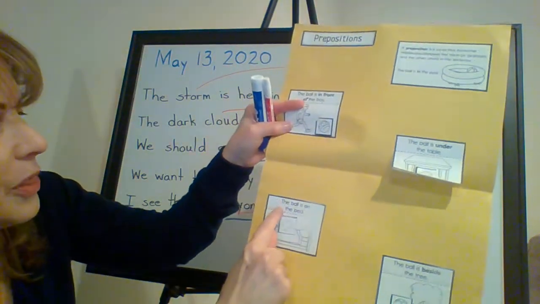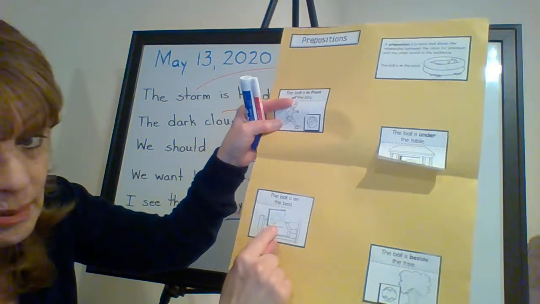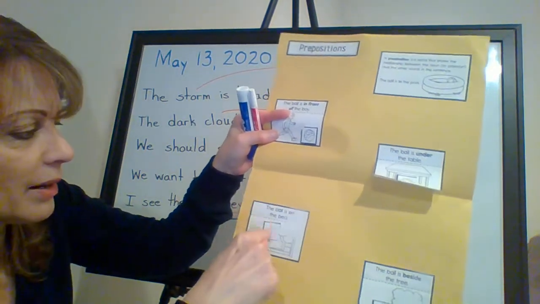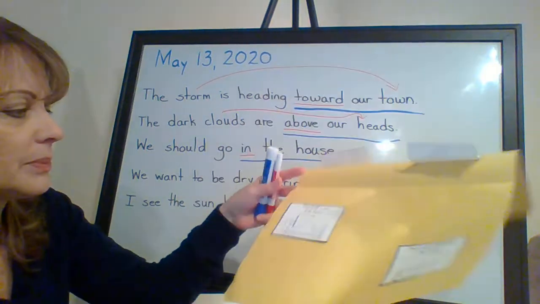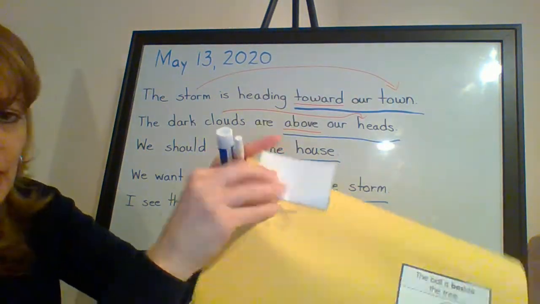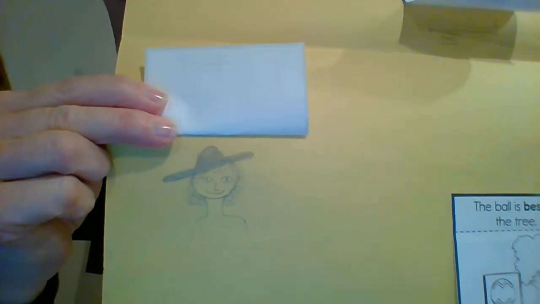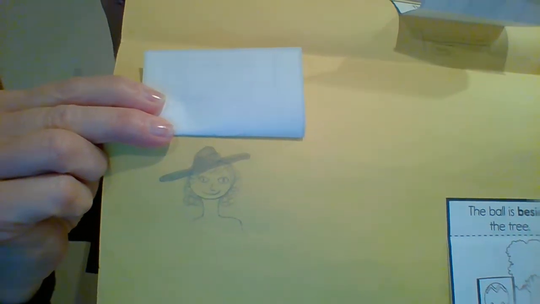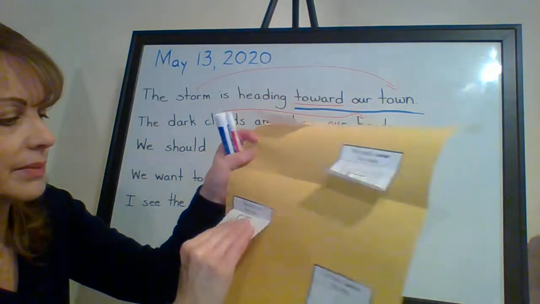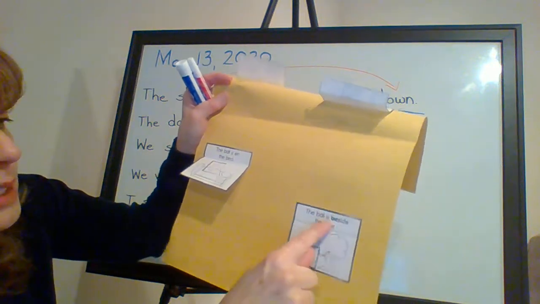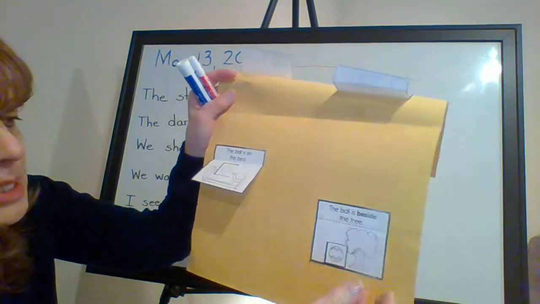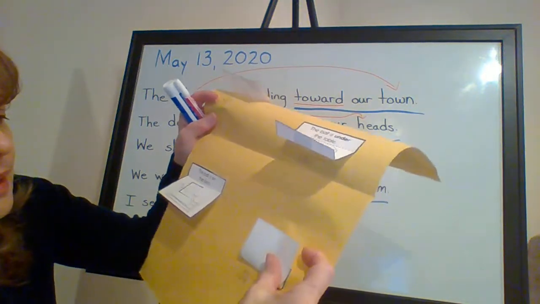This one says the ball is on the bed. So it doesn't matter which ball you put where. This ball is on the bed. And then for a picture here, I did a hat is on the lady's head. On. And the last one, the ball is beside the tree. So your ball has to be beside the tree. And then I put the girl is beside her friend.